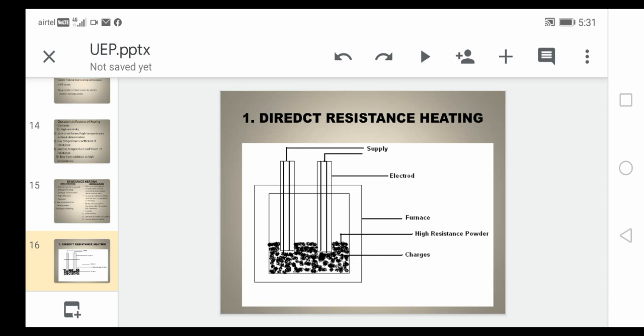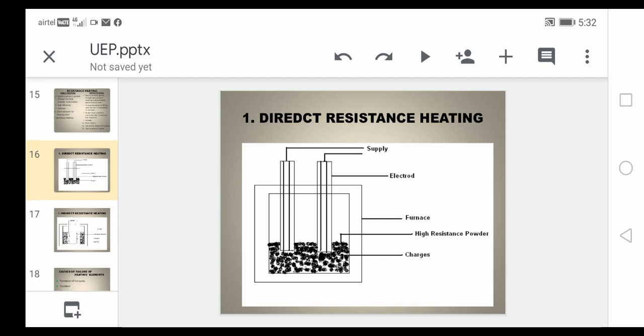To get more heat we sprinkle high resistance powder in between the charge. Why? Because whenever we have a high resistance, automatically the I square R loss will be more. If the I square R loss is more, the heat will be more, and then the efficiency of that heating method will be more. So direct resistance heating has more efficiency compared to indirect resistance heating, because we give the electrical supply directly to the charge.